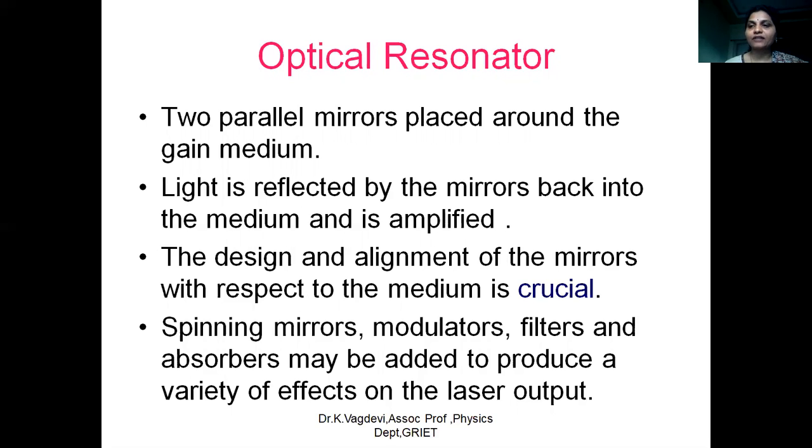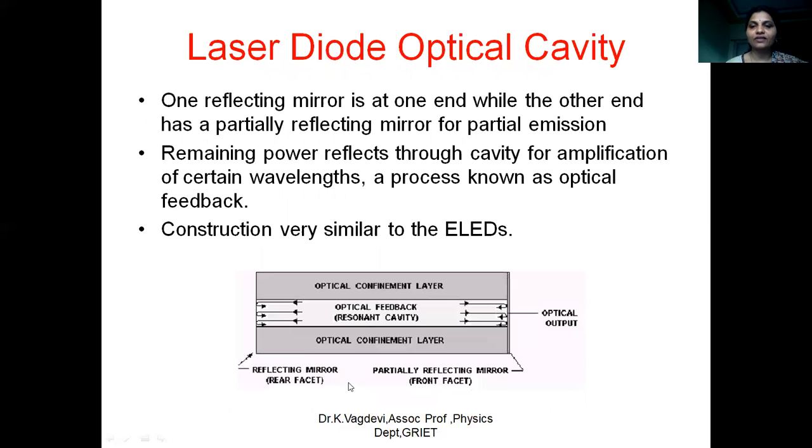Simply, if we take a solid material, we can't produce the stimulated emissions. We need to enclose that gain medium in the case of optical resonator. So what is meant by this optical resonator means two parallel mirrors placed around the gain medium. Light is reflected by the mirrors back and forth into the medium and is amplified. The design and alignment of the mirrors with respect to the medium is crucial. Filling mirrors, modulators, filters, and absorbers may be added to produce a variety of effects on the laser output.